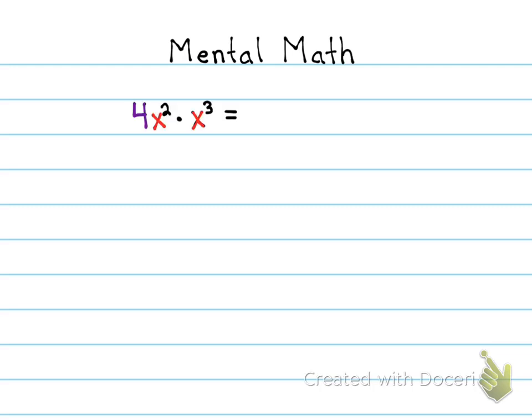So let's just color code this stuff for us. So I've got a 4 that's not going to combine with anything. X squared times x cubed is x to the 5th. So my final answer here is going to be 4x to the 5th. Okay, so now I've got 3x to the 4th times 2x cubed. So I know I'm going to be multiplying 3 times 2. 3 times 2 is 6. And then I need to combine my x to the 4th and my x cubed.